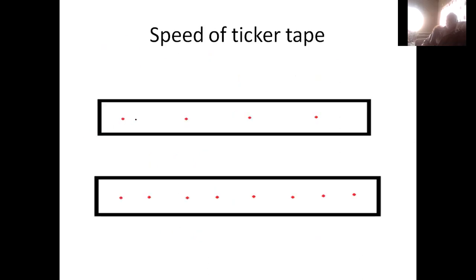Here is another question where they want us to determine the speed of an object based on the dots on a ticker tape. We note that here the dots are far apart.